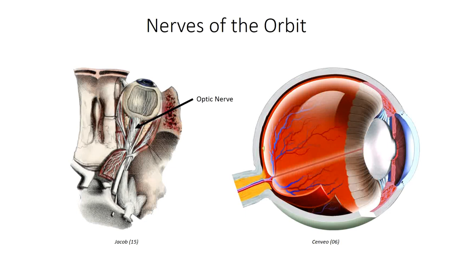Damage to the optic nerve can result from excessive pressures within the aqueous chamber of the eye. This condition, referred to as glaucoma, can result in permanent blindness if not properly treated.